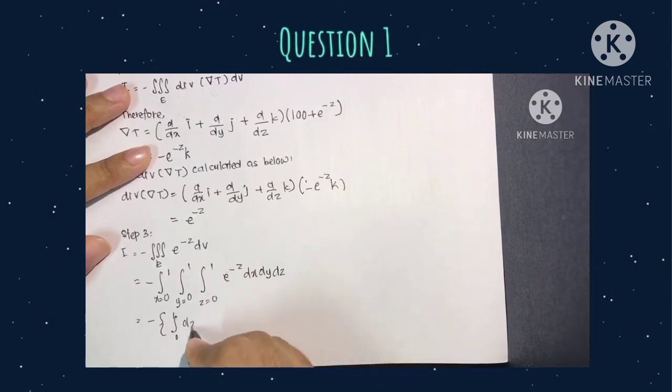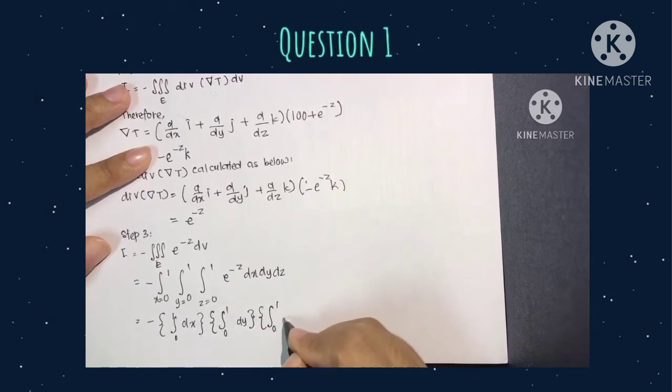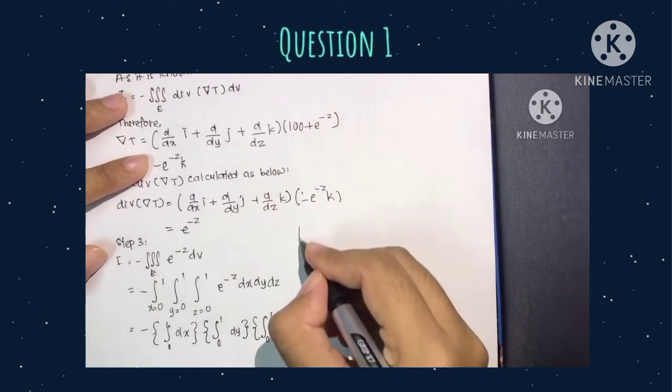Zero to x, open bracket 1, 0, y, close bracket, open bracket 1, 0, z. We continue here.